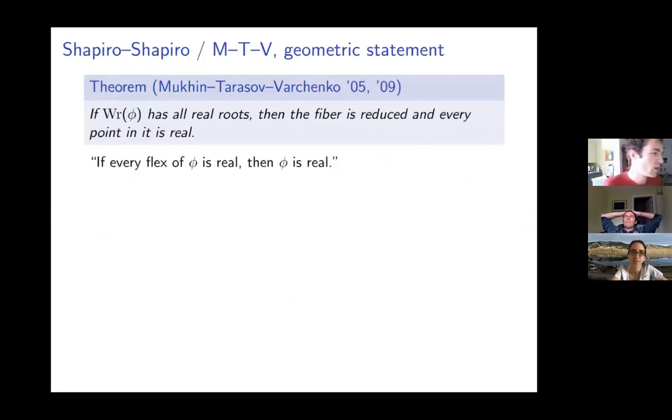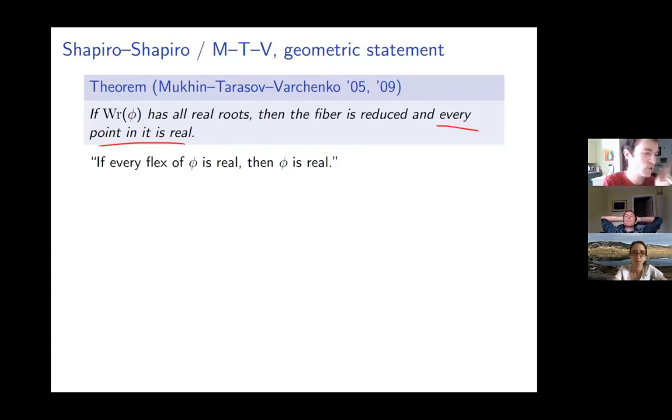Okay, so let's look back at the theorem statement, the Shapiro-Shapiro conjecture, now stated in terms of the Wronski map. If the Wronskian has all real roots, then the fiber is reduced and every point in it is real. This is partly just saying what I told you before. If every flex of the curve is real, then the point in the Grassmannian is a real point. That means we can find a basis for that subspace consisting of real polynomials.